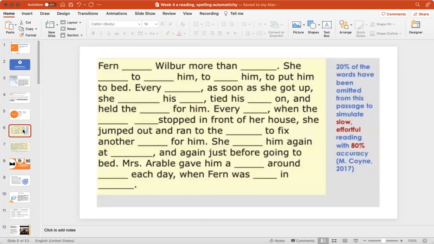So here's a really interesting thing. This is a passage in which 20% of the words have been omitted. So if I ask my students to read with 80% accuracy, this is how many words they will not be able to read in that passage. That's a whole lot, isn't it? How can they understand if there are that many words in a short passage that they are not able to read accurately?